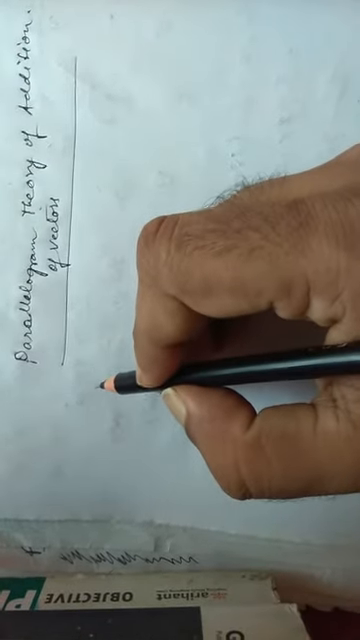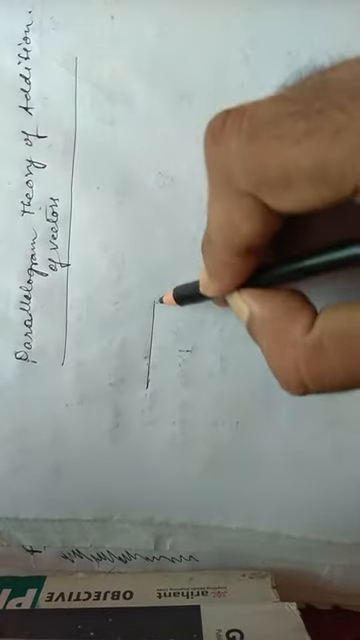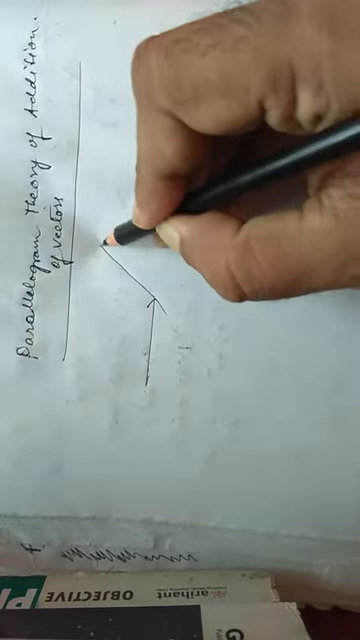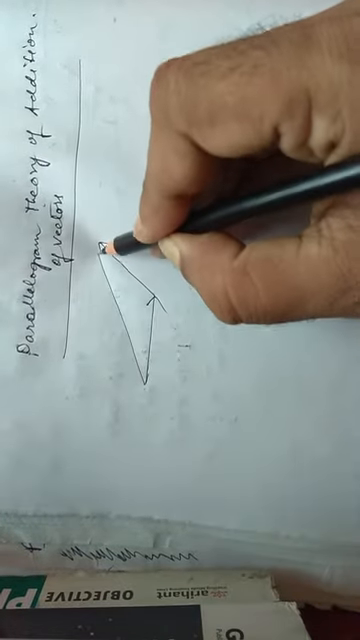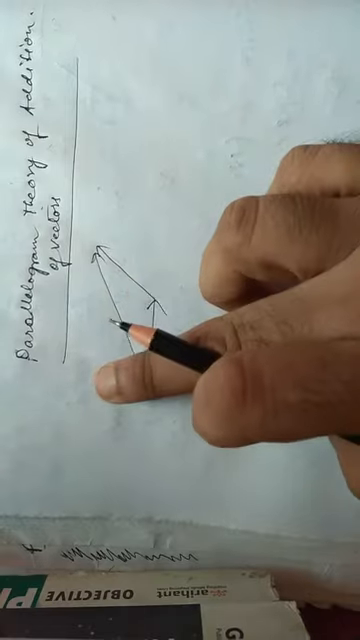In the previous video we had discussed the triangle theory of vector addition. Now the parallelogram theory of addition of vectors. Same diagram, just transformation of one or two things. This was the triangle law. Now how to convert this into the parallelogram law?